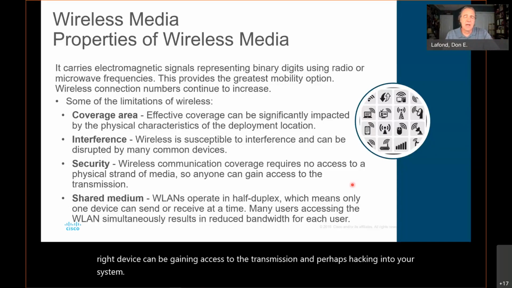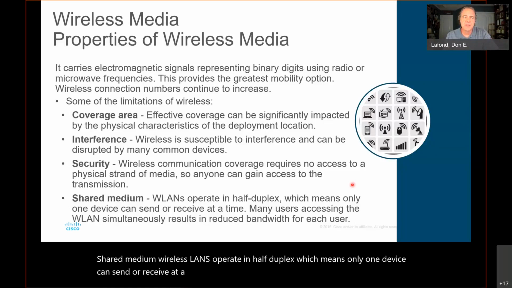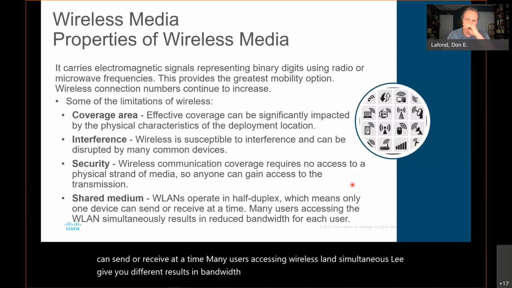Shared medium. Wireless LANs operate in half duplex, which means only one device can send or receive at a time. Many users accessing a wireless LAN simultaneously give you different results in bandwidth for each user based on what the other people are actually doing.